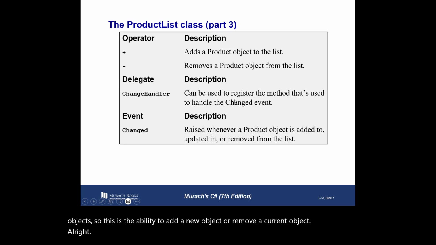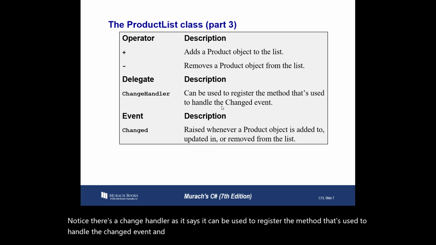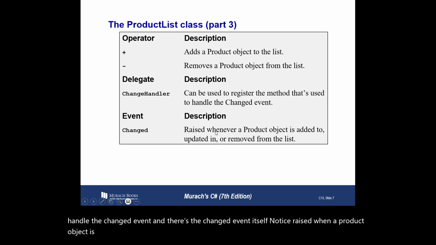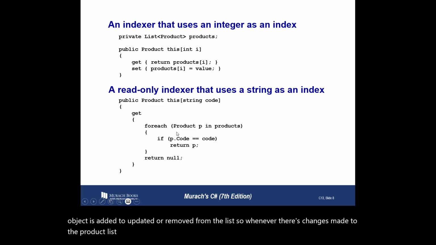Notice there's a change handler, as it says. It can be used to register the method that's used to handle the changed event, and there's the changed event itself. Notice, it's raised when a product object is added to, updated, or removed from the list. So whenever there are changes made to the product list, that changed event will take place.